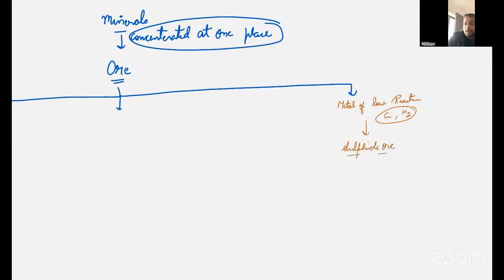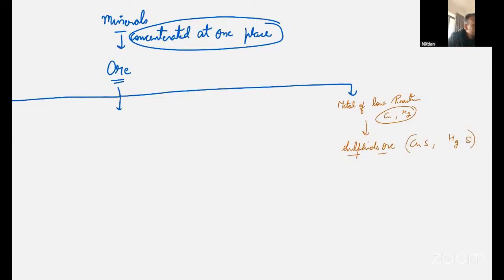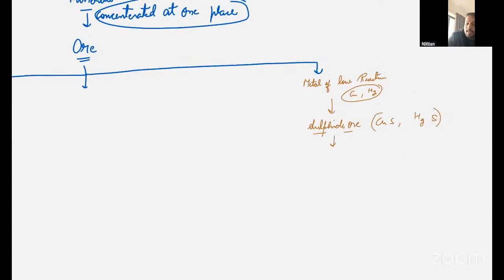Now what is sulfide ore? Sulfide ore has S and D behind. For example, copper sulfide, mercury sulfide, HgS. So this will always have sulfide behind it. This is called sulfide ore. Got it? Now this sulfide ore is treated, and it is called roasting. Now what is roasting?